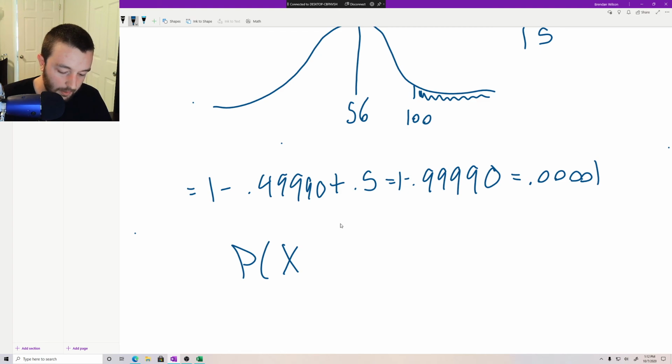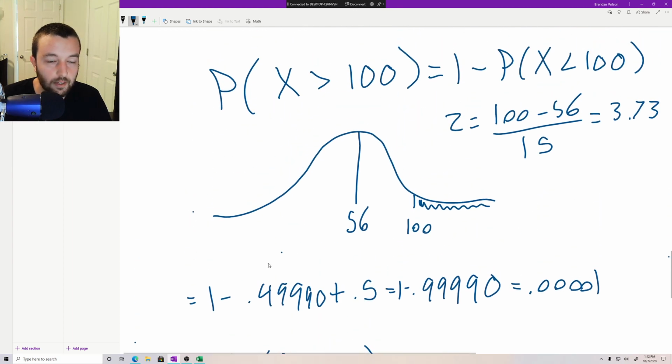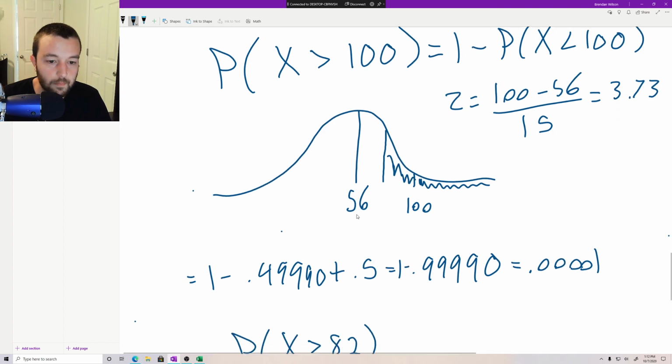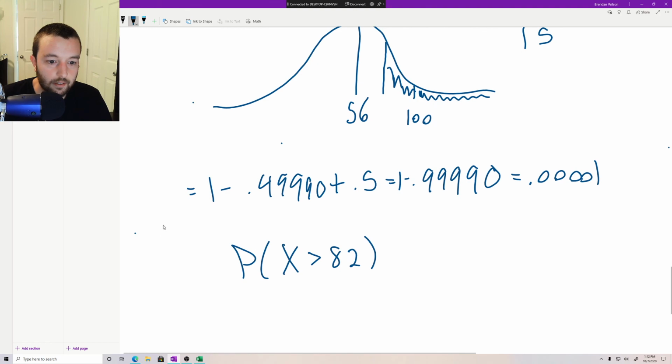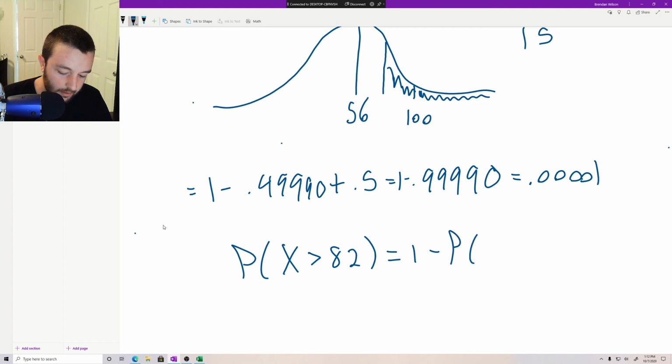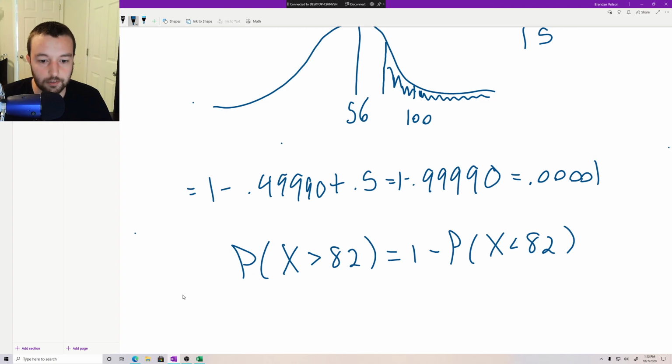Let's say, what's the probability that x is more than 82? Okay. So 82 is going to be somewhere like right here, right? So we're looking for this region. Again, most of the tables will give us the other side. So let's do 1 minus probability that x is less than 82.